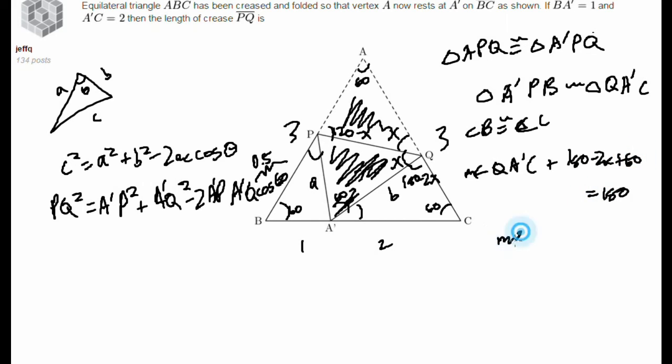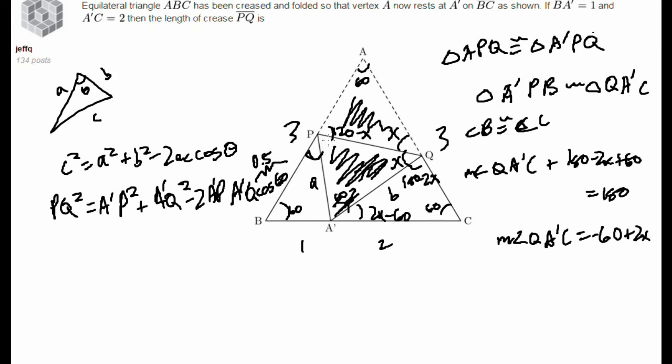And if you do some solving, you get the measure of angle QA'C is just equal to negative 60 plus 2x. So this is equal to 2x minus 60 basically. Let's try proving that this angle is 2x minus 60.